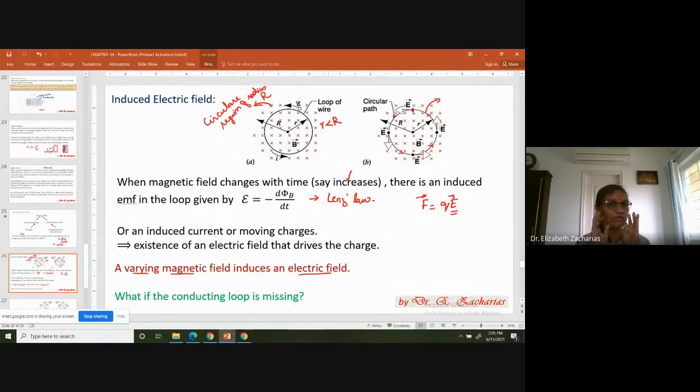So now we have slowly moved from statics to dynamics. We talked about magnetostatics till now. Now we are moving from magnetostatics to magnetodynamics. The magnetic field is changing, so a changing magnetic field can create or induce an electric field. So that's what we have seen.